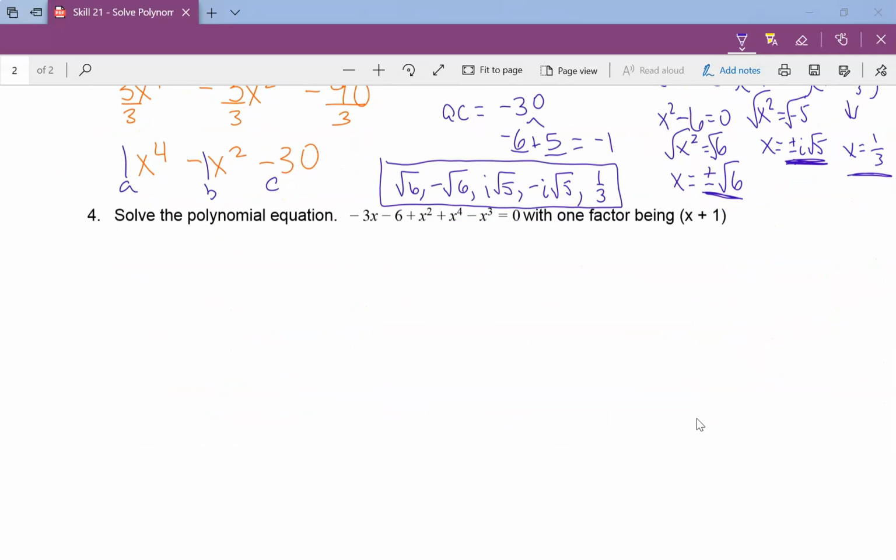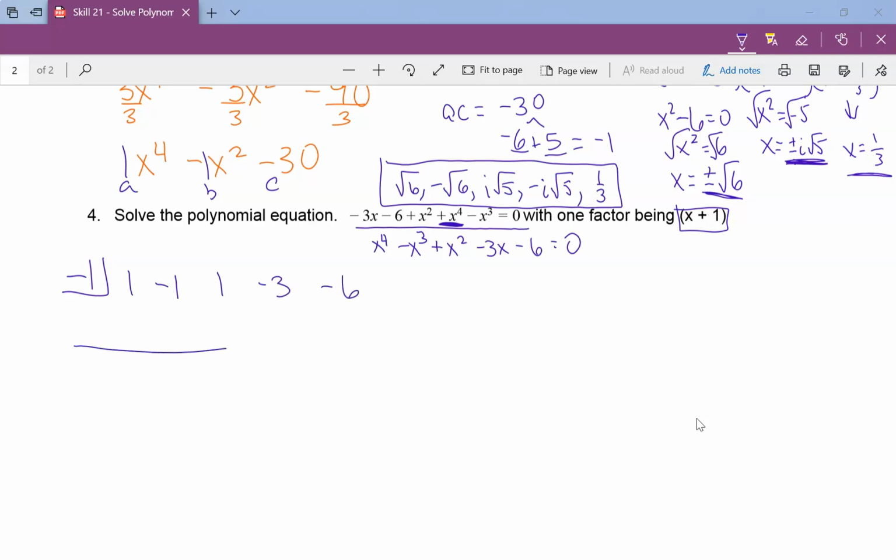Alright, last example. This time we're told the factor is x plus 1, so we're going to put negative 1 in the box because that's the 0 of that factor. This needs to be rewritten, so my x to the 4th is my first term, then minus x to the 3rd, then plus x squared minus 3x minus 6. Okay? Now I had to rearrange those to get it in standard form. Now I'm going to write my coefficients. Okay? Bring down our first one.